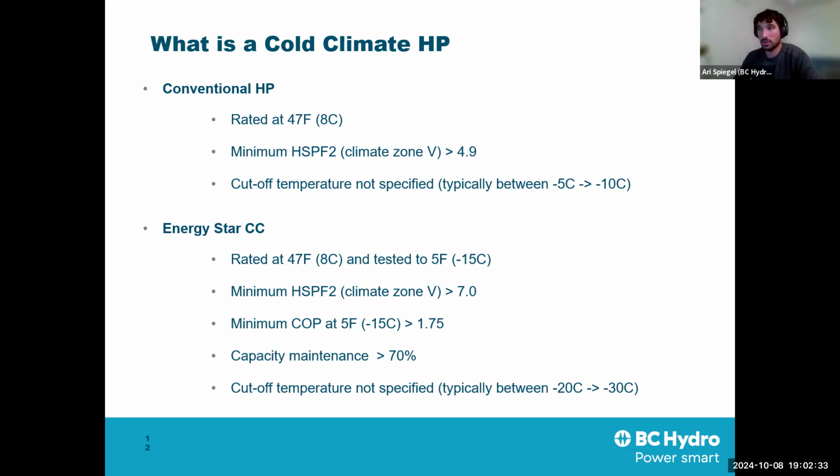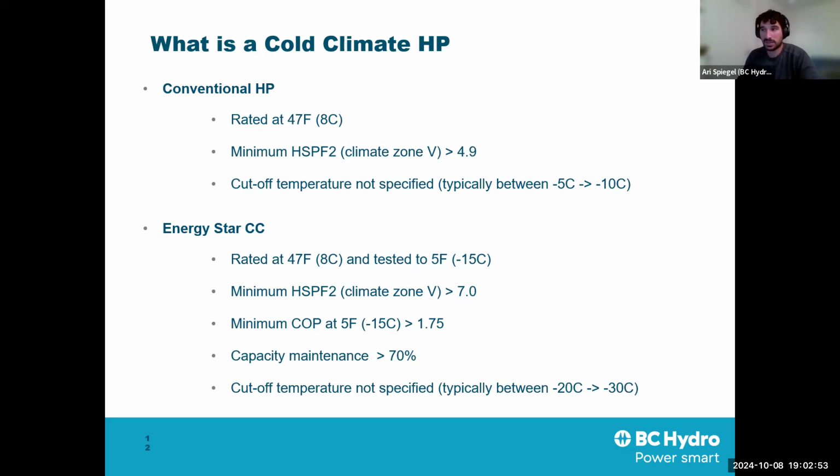The HSPF2 goes up from 4.9 up to 7, so like a 40% increase in efficiency for these units, because that's really important. If you're going to be using a heat pump, it has to be more efficient than, say, electric resistive baseboard heating. So they've made a requirement to have these units be more efficient.